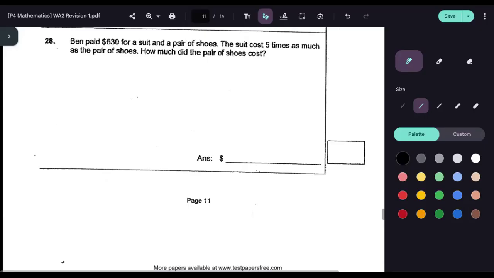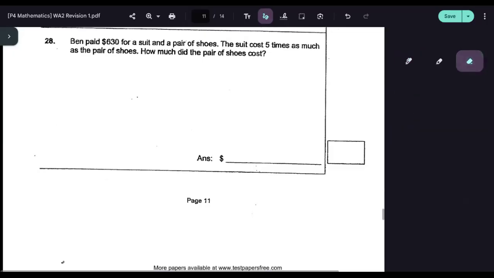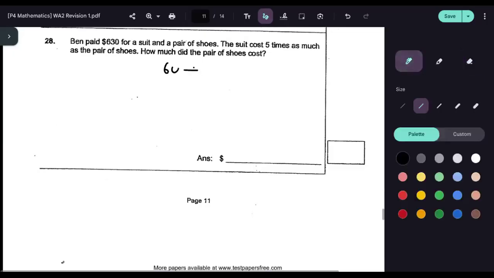The next one, Ben paid $630 for a suit and a pair of shoes. The suit cost 5 times as much as the pair of shoes. How much did the pair of shoes cost? Okay, so he paid $630 for a suit and a pair of shoes. The suit is 5 times as much. So that means 6 units is 630.